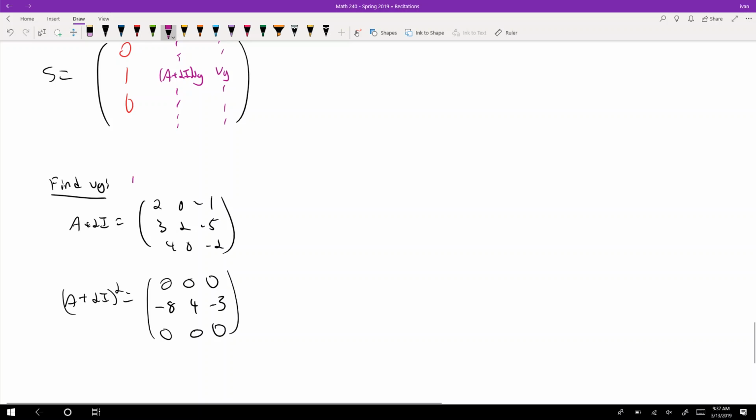Okay, so to find VG, the block is 2 by 2, so A plus 2I squared is the highest power. All right, remember the conditions that this needs to satisfy, right? We need to satisfy that the highest power times VG is 0. So this needs to satisfy A plus 2I squared VG is 0, but A plus 2I times VG is not the 0 vector.